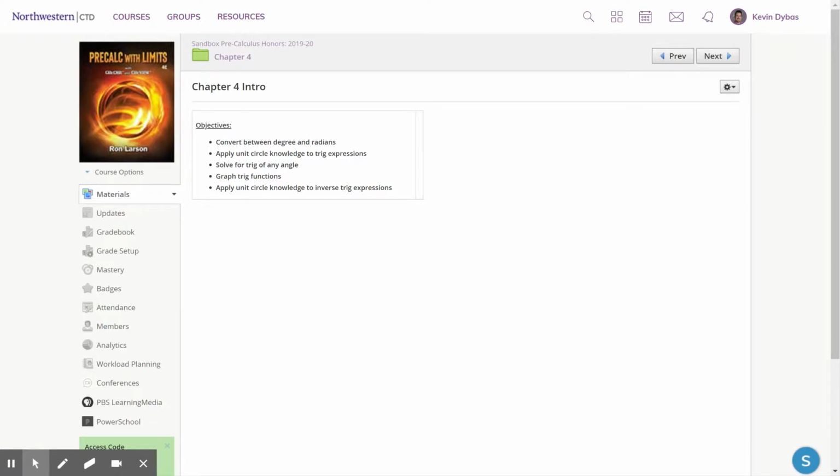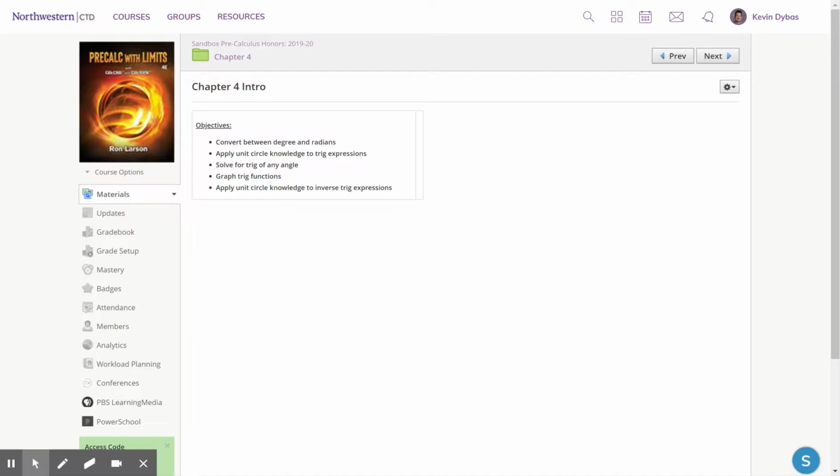So your main objectives: being able to convert between degrees and radians, and really understanding what the difference is between these, and understanding that if I'm talking about some angle, I could talk about it in degrees or radians and still be talking about the same level of openness.